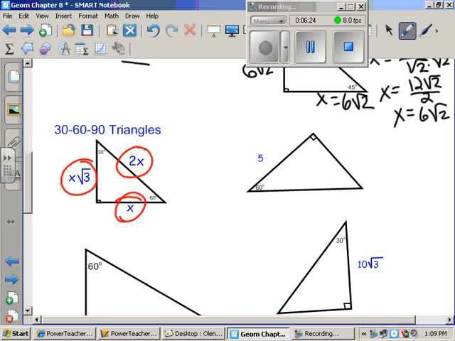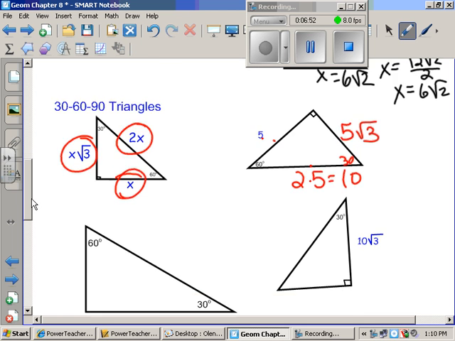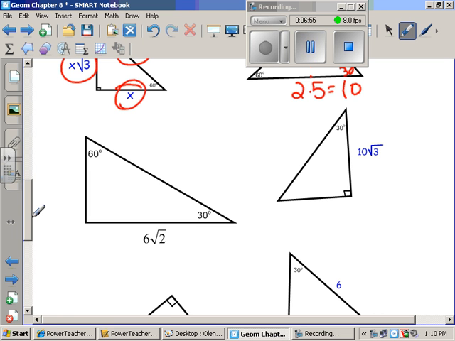All right, so let's do a couple examples here. We know this is 30. The side across from 30 is 5. That's the smallest side. The side across from 60 is whatever x is, so in this case 5, times the square root of 3. And the side across from the hypotenuse is 2 times whatever x is, or 10. Okay? Why don't you take a second and see if you can figure out these two triangles. Again, remember those rules with square root.